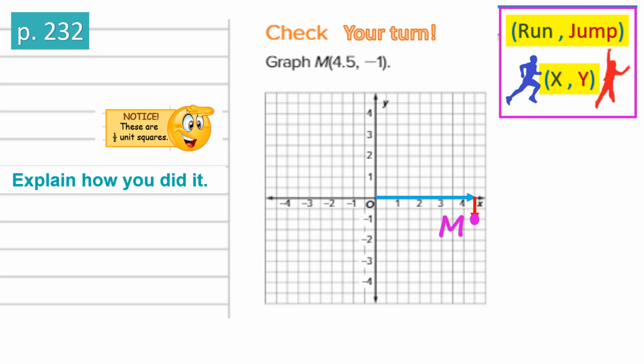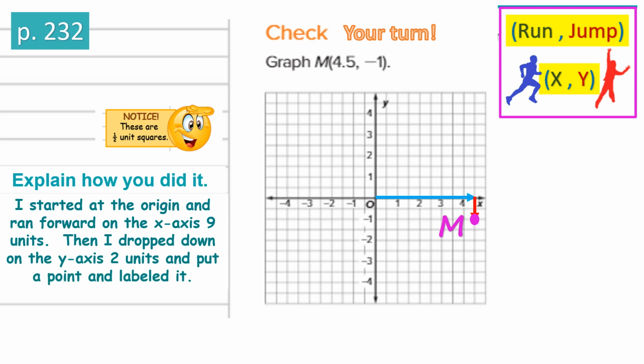And then I'm going to explain how I did it. I'm going to explain exactly what I just said. So starting at the origin, you're going to run forward on the x-axis 9 different units. Then you're going to drop down the y-axis 2 different units. You're going to add a point, and then you're going to label it, which is exactly what I said when I was doing it.